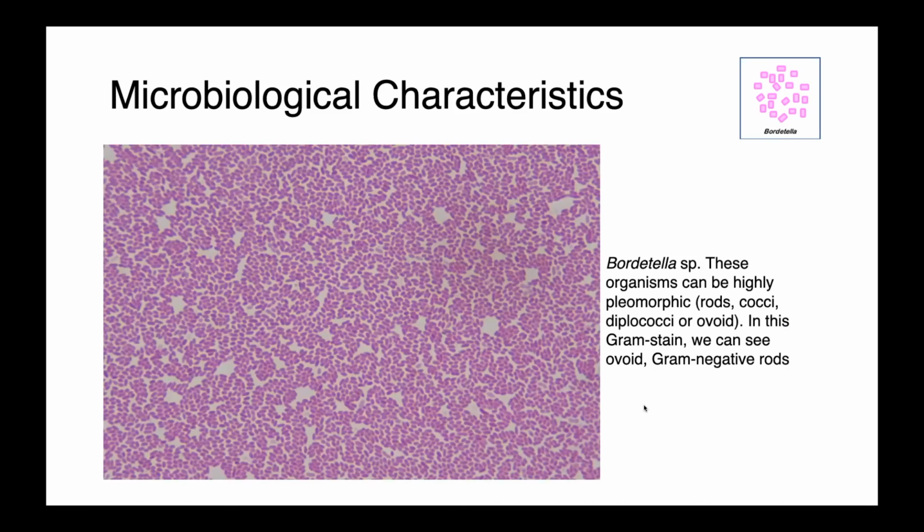This is a gram stain of a pure culture of Bordetella species. These organisms can be highly pleomorphic, so they can be either rods, cocci, diplococci, or, as you can see here, take on an ovoid morphology.